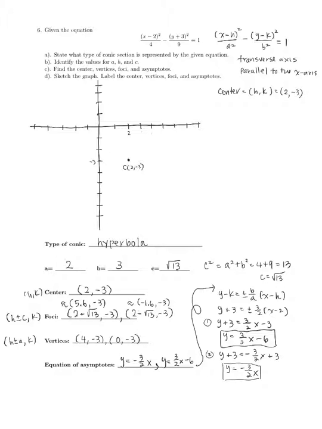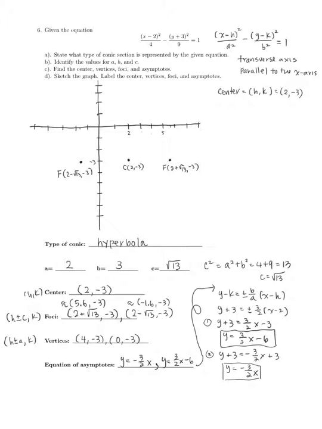So 2, 3, 4, 5.6, maybe like right here, comma negative 3. So this one is 2 plus root 13 comma negative 3. And the other one is approximately where? Negative 1.6, so looks like maybe here, comma negative 3. So this is another foci, 2 minus square root of 13 comma negative 3.